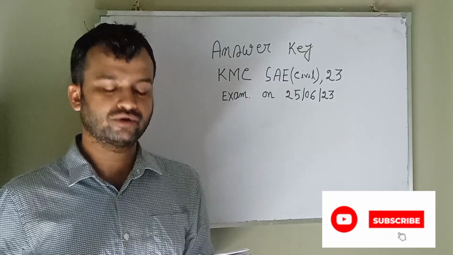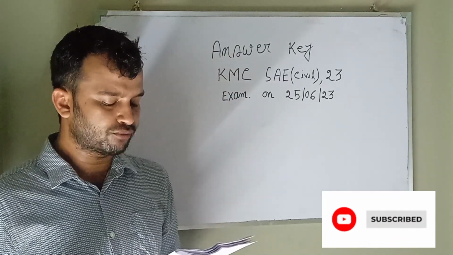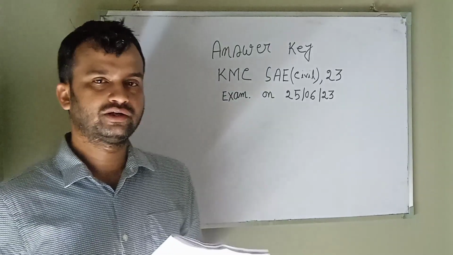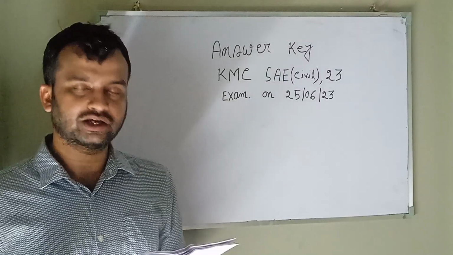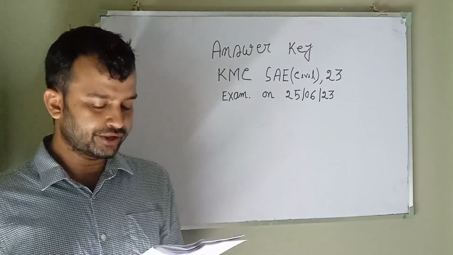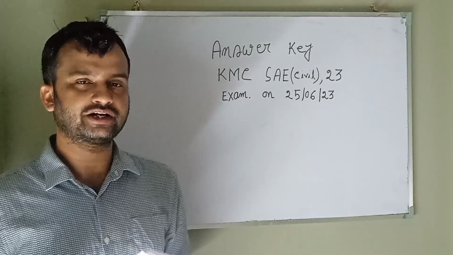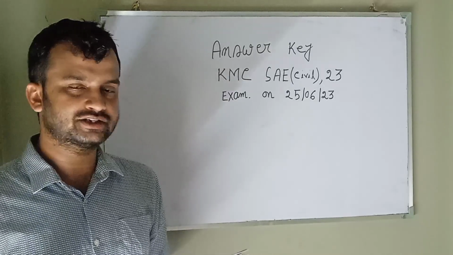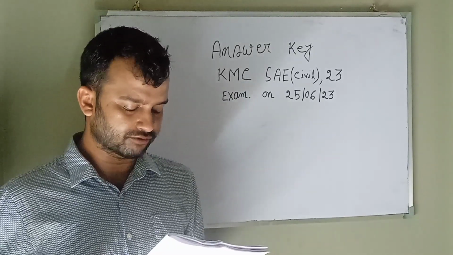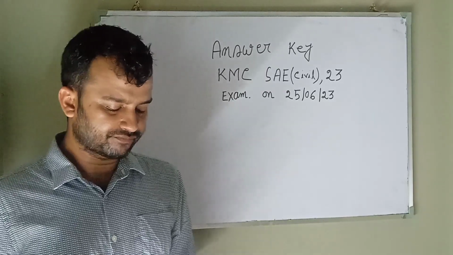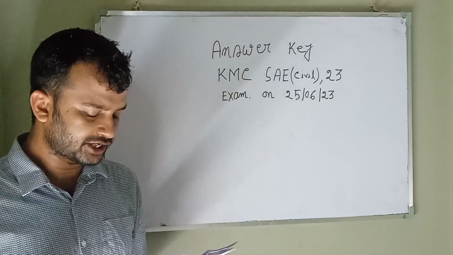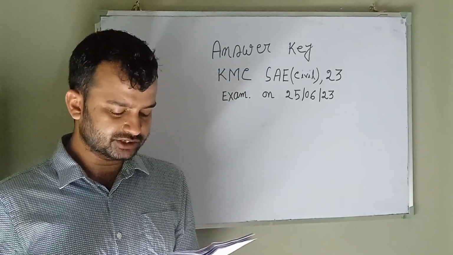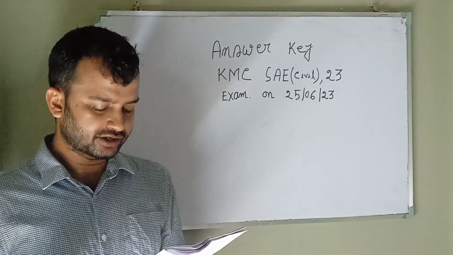Next question number 44. Which of the following methods is most suitable for the determination of permeability of clay soil? For clay soil, if you want to determine the permeability, then you have to go with falling head method. So the correct answer is falling head method, option C. Next question number 45. If the shearing stress is 0 on two planes, then the angle between the two planes is, the correct answer is C, 90 degree.